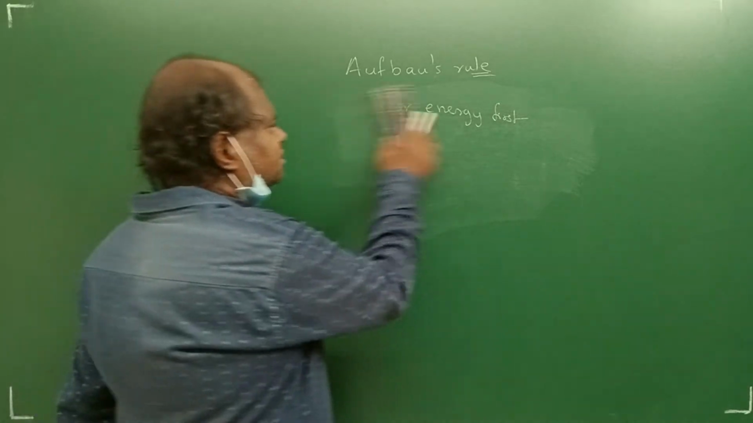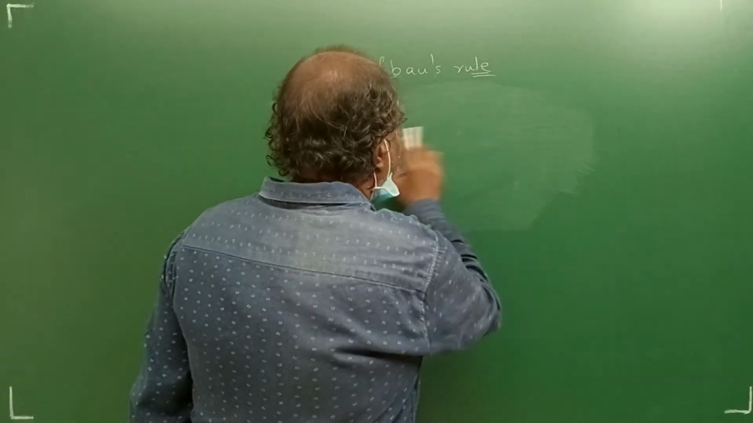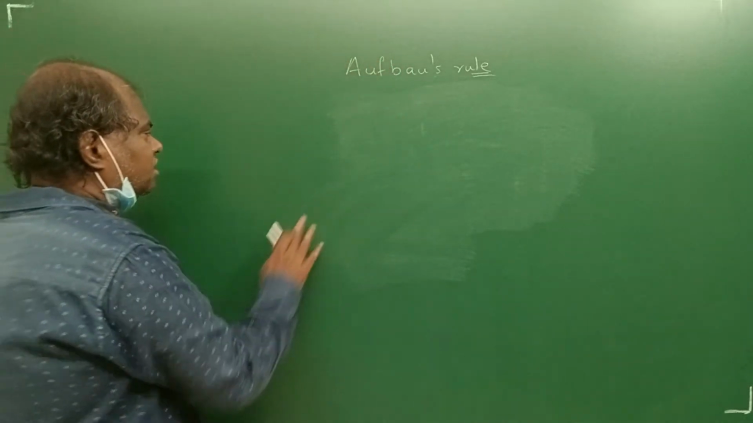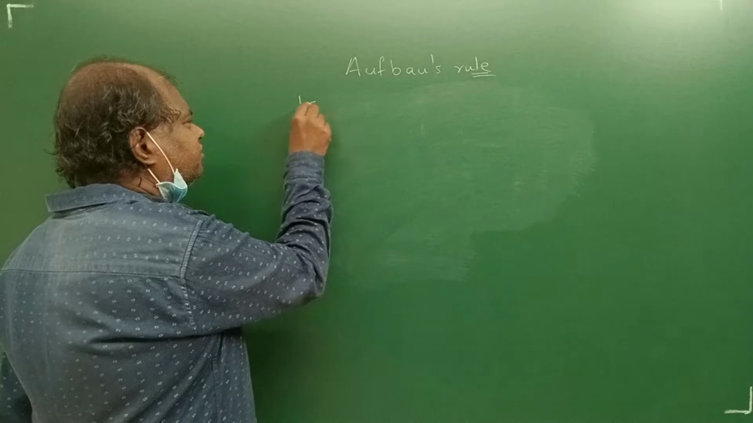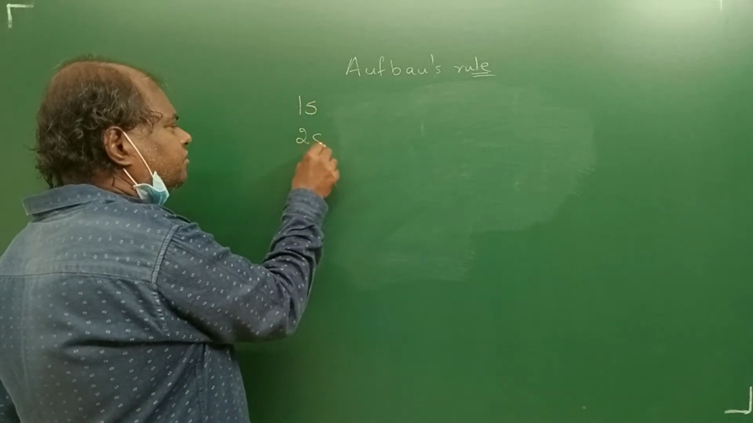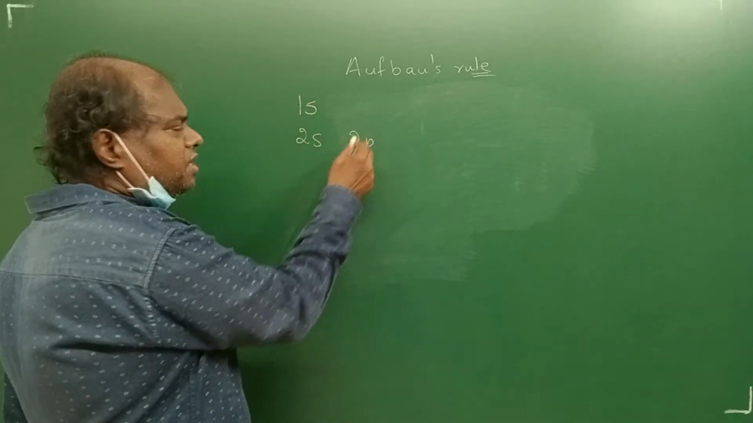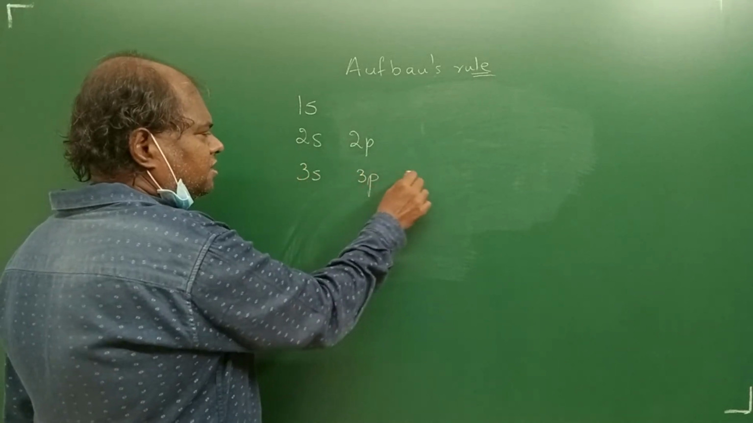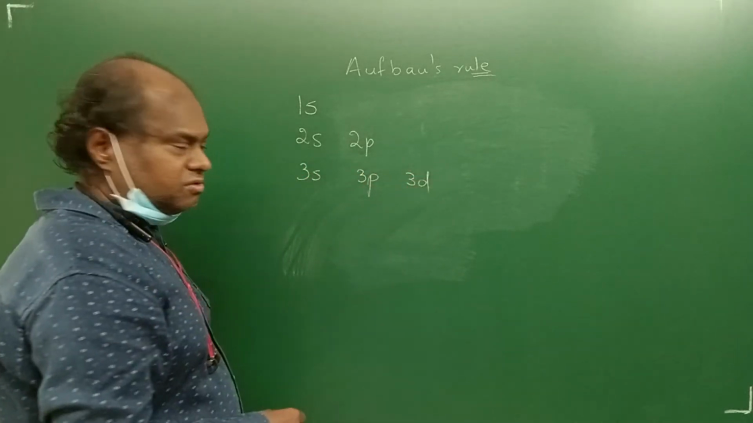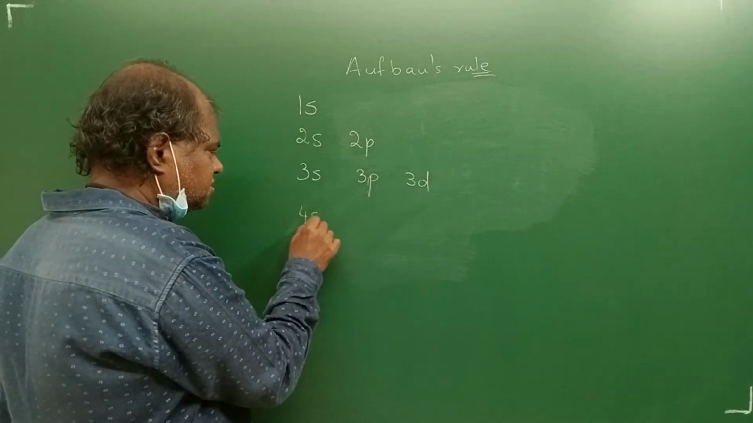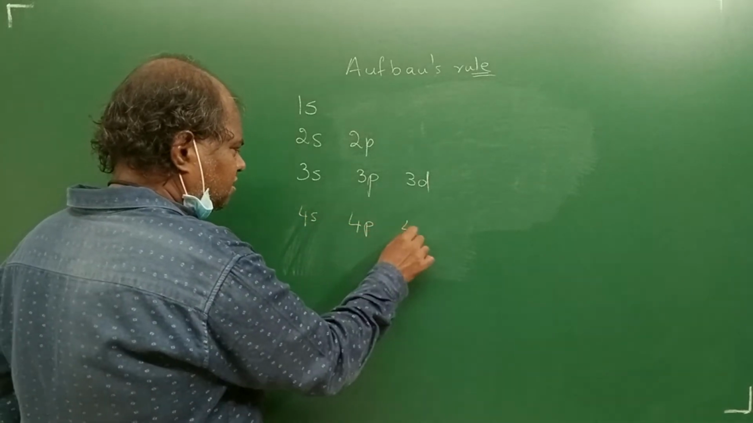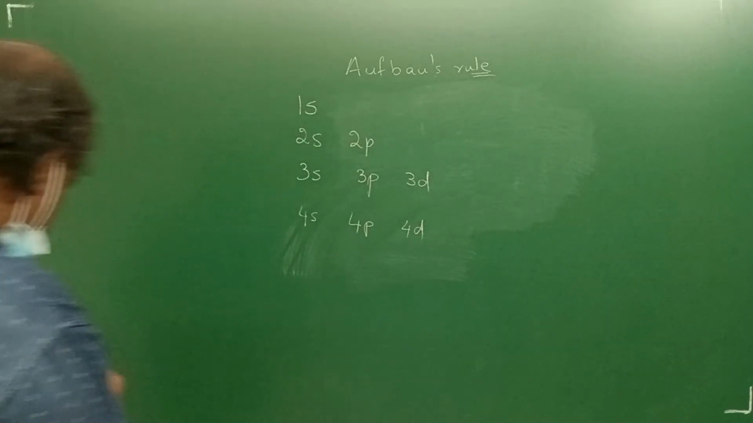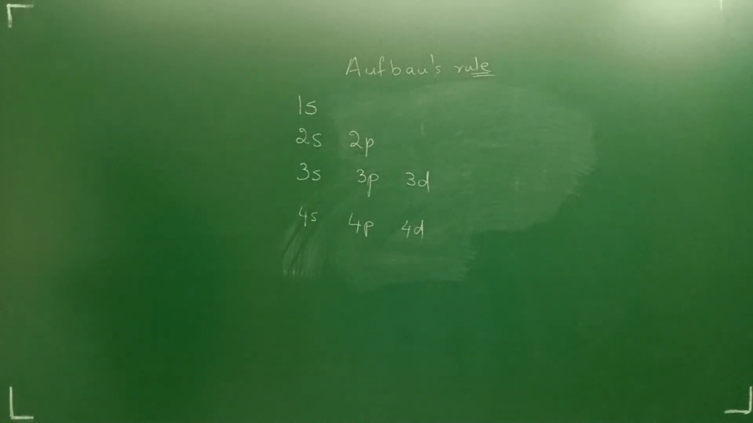Now, students, actually, there is a simple shortcut way for this. We will just write the shortcut way. The shortcut way is you draw like this: 1s, just see, 2s, 2p, 3s, 3p, 3d, fine, 4s, 4p, 4d, right? Just give me 1 minute.